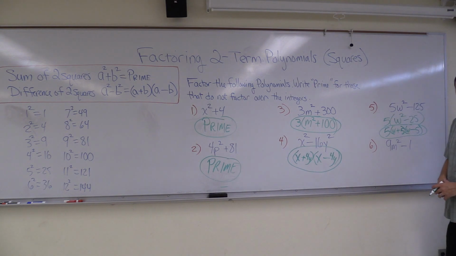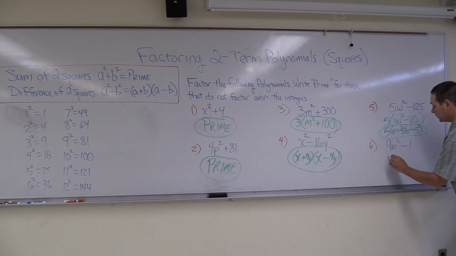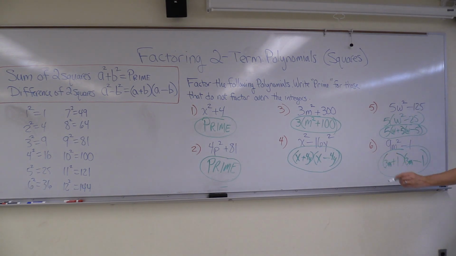Number 6, and the final type of example I put on here is the difference of two squares, because that's 3 and an m, and this is 1 and 1. 1 is a perfect square, a perfect cube. So I'm going to jump to my plus minus. 3m goes in the front in both of these. And then 1 goes in the back. 1 times -1 is -1. And there's my factored version of it.